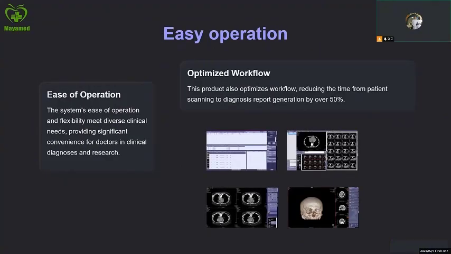And we also have easy operation, which means the operation is very convenient for the doctors, not only in patient registration, patient viewing, toggling, angling, and also marking and remarking, and 3D reconstruction. Everything is very easy in our user interface. So this is what we call the optimized workflow in this system.